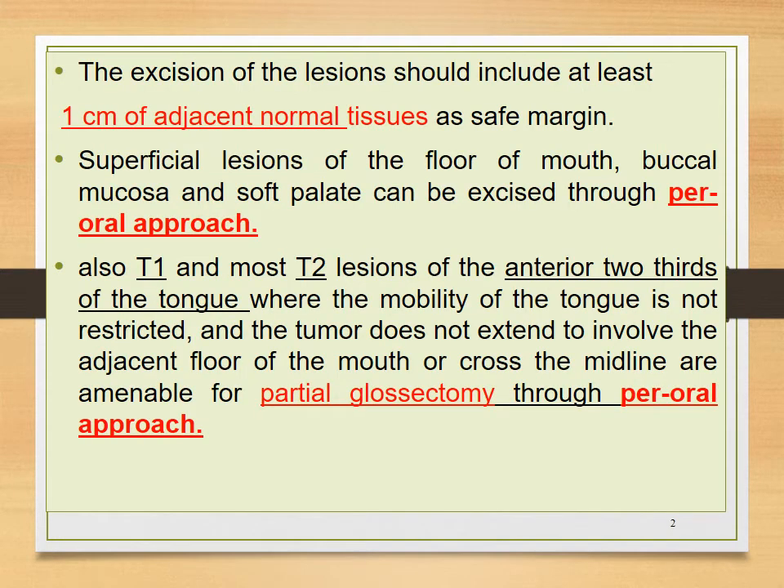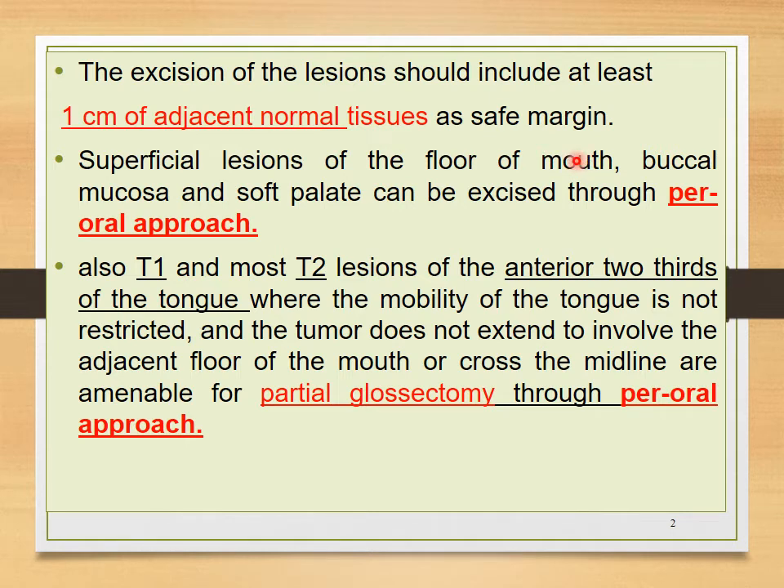For general information regarding the surgical excision of oral cancer, they stated that the excision of a primary lesion should include at least 1 centimeter of the adjacent normal tissue as a safe margin. This is the rule almost always, but of course not in all cases can the surgeon be 100% sure that he removed 1 centimeter from the adjacent normal tissue. So it is a principle: you have to include 1 centimeter of the adjacent tissue as a rule.